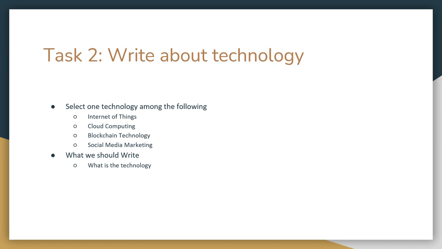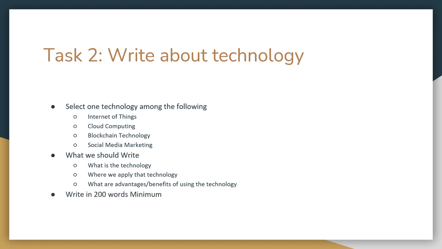What is the technology about? You just briefly explain the technology. Then you can discuss where this technology will be applied. Next, you can write about the advantages and benefits of using this technology. This content should be 200 words minimum, and you'll be writing it in two paragraphs again.